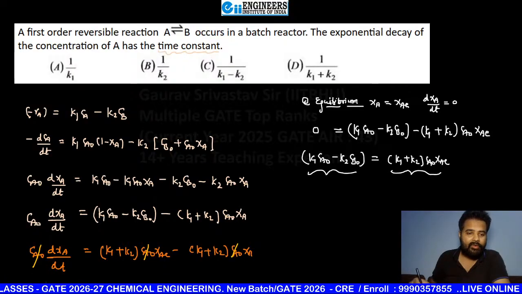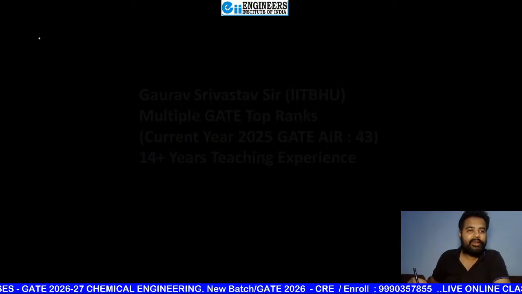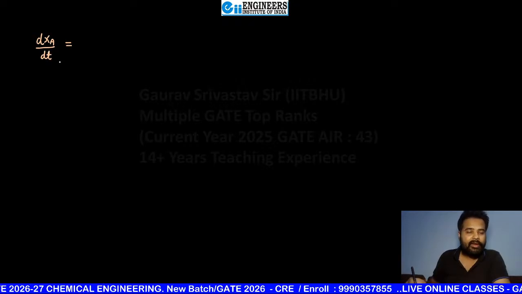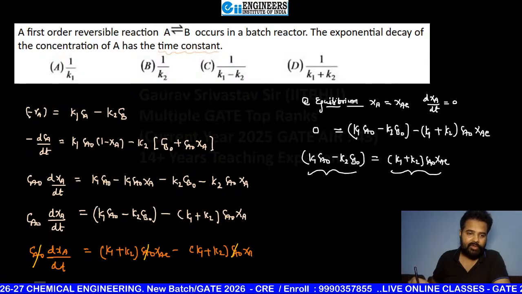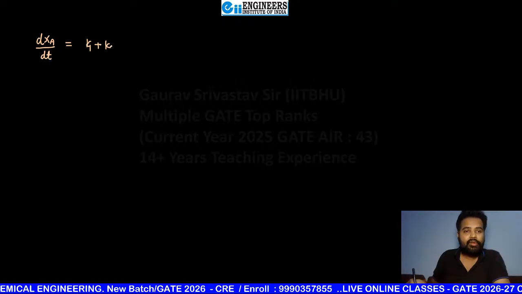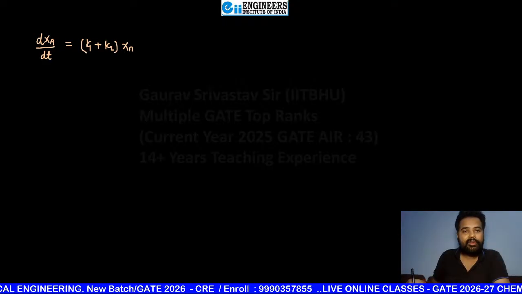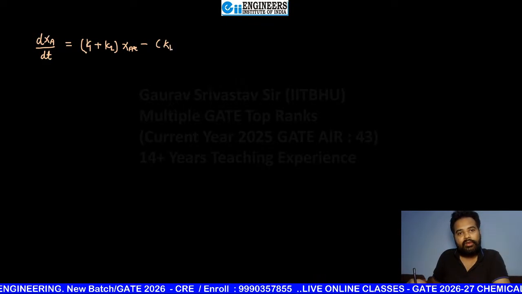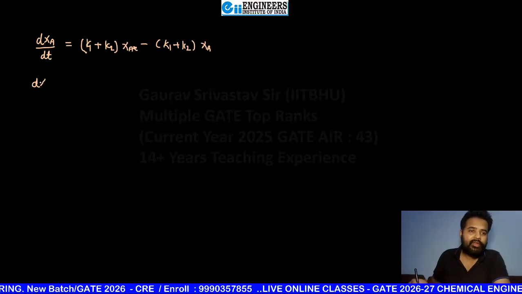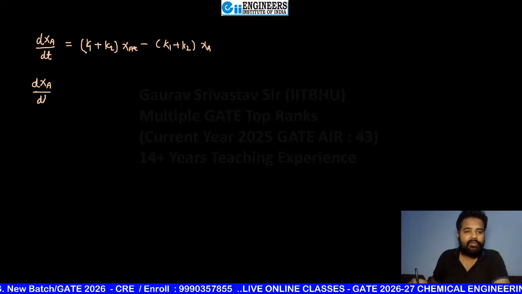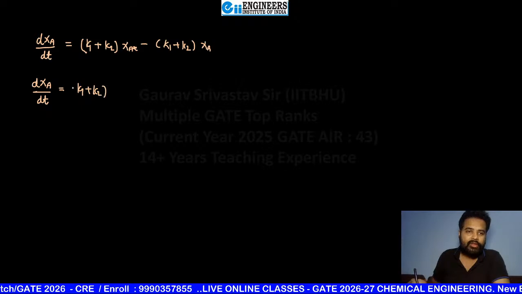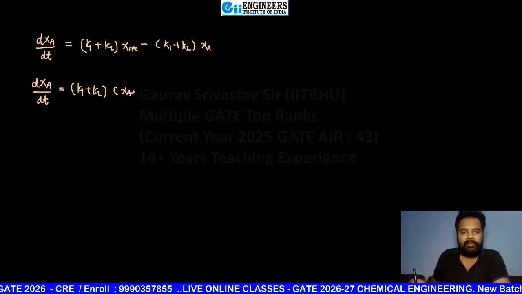Okay. Now what will we get? dXA/dt becomes equal to (K1 plus K2)(XAe minus XA). Again, my dear students, clearly you can see you can take K1 plus K2 common on the right hand side. So after taking this common, you can write XAe minus XA.